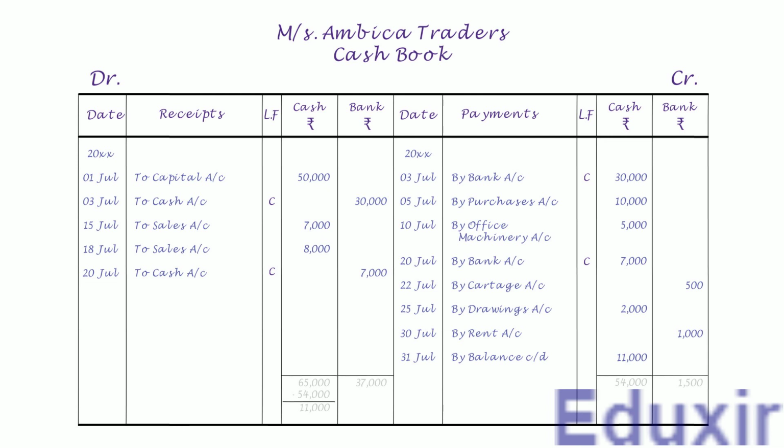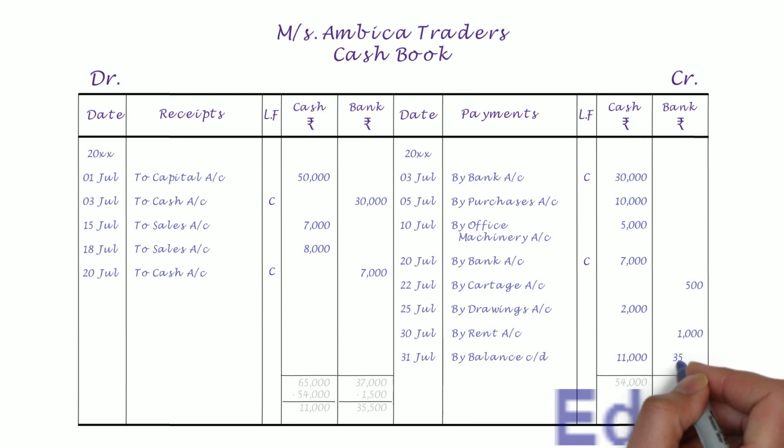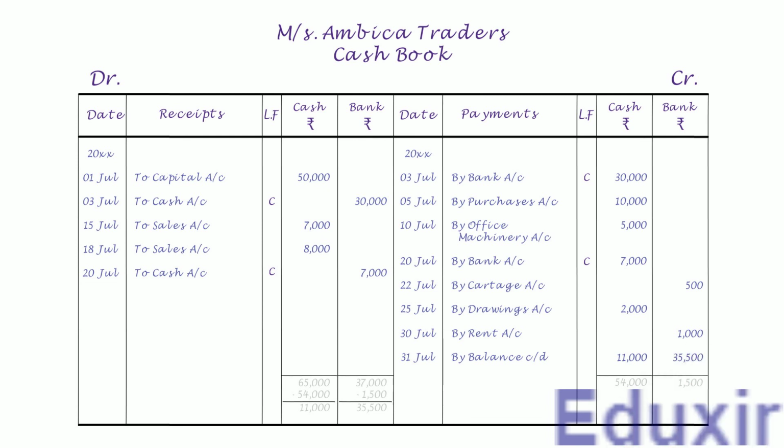Similarly, let's calculate the balance in the bank column. From 37,000, if we subtract 1,500 rupees, we get 35,500 rupees. And this is the balance carried down and is equal to the bank balance. Let us write this 35,500 rupees in the bank column on the credit side.